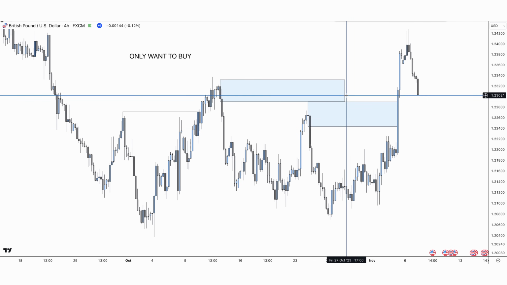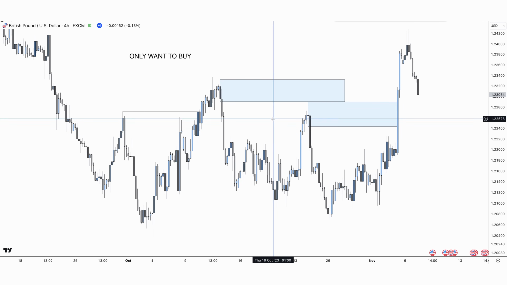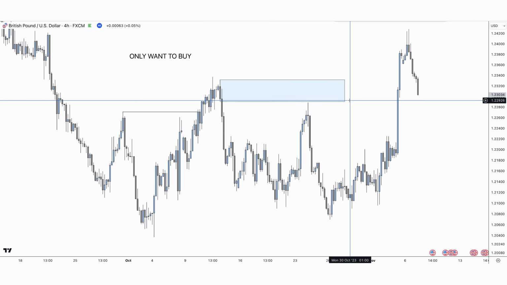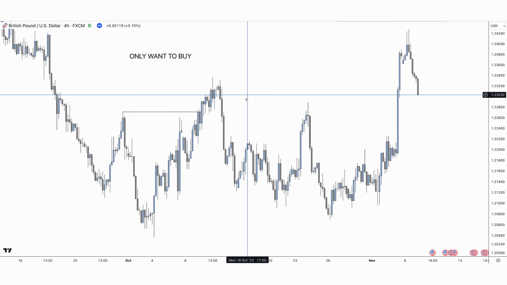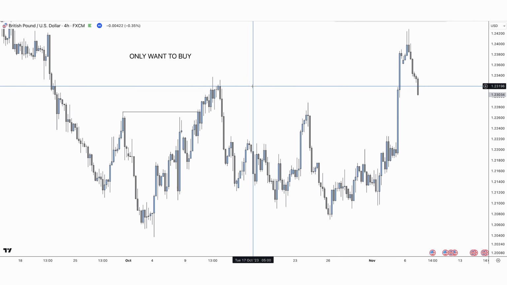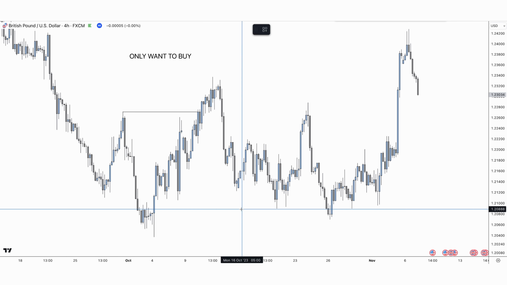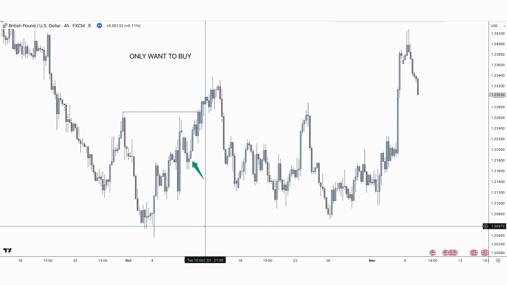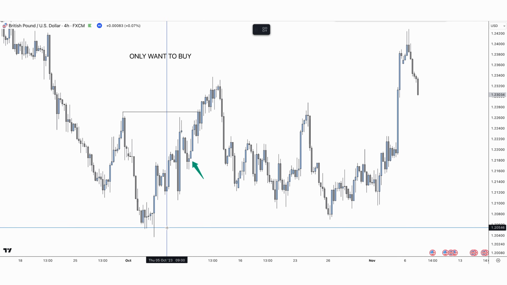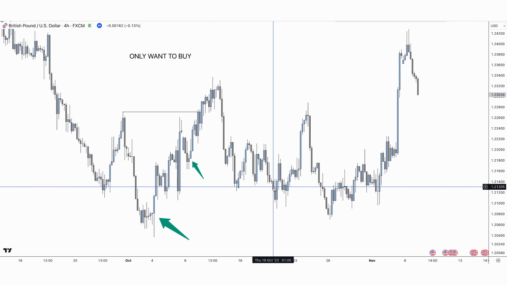But would we be interested in selling this one? Also no. And the reason why is because this market is clearly bullish. So selling supply is actually pushing against the trend, going against the direction of this market. So what we would want to do instead is buy from demand. Now there's a few areas of demand in this trend that we would want to keep in mind.